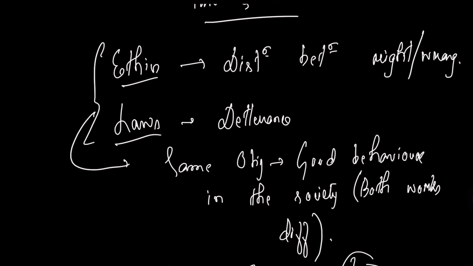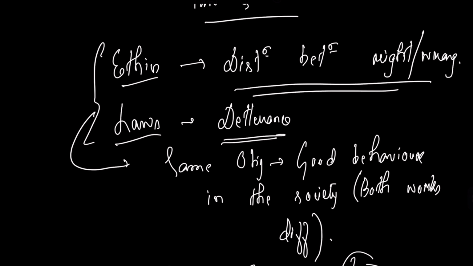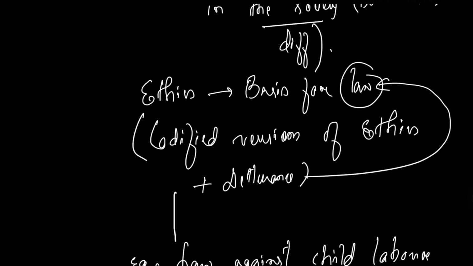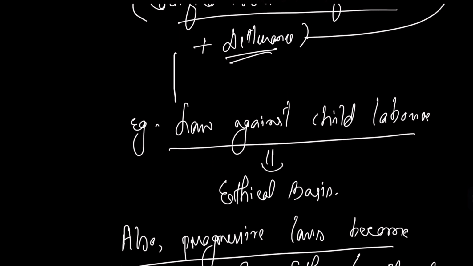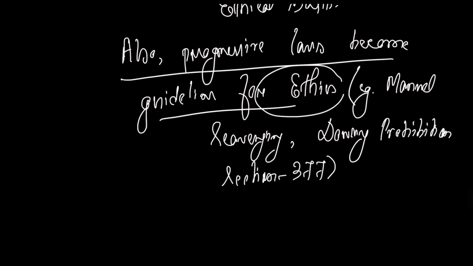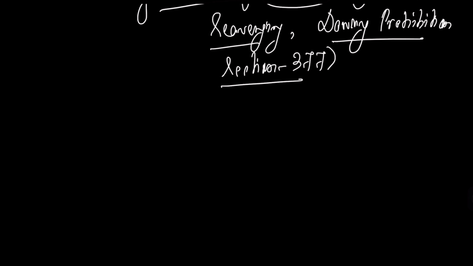Okay. So far we have been studying the relationship between law and ethics. So what are ethics? They make the distinction between right and wrong. And what are laws? They establish deterrence. But both have the same objective of establishing good behavior in society. So ethics can be the basis for law. Example, codified versions of ethics are only laws and establish deterrence. Example, law against child labor. Also, progressive laws can be guidelines for ethics. Example, manual scavenging, dowry prohibition, section 377.